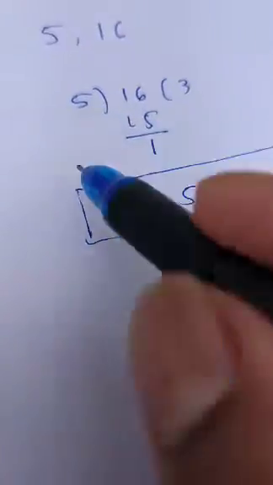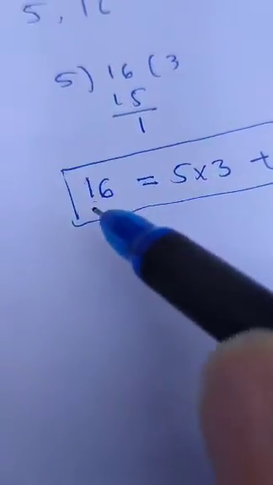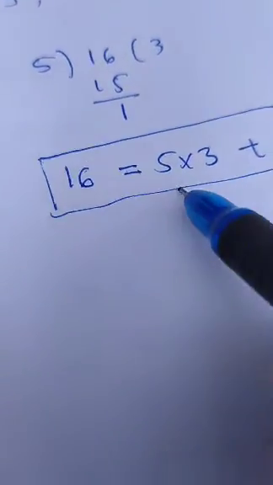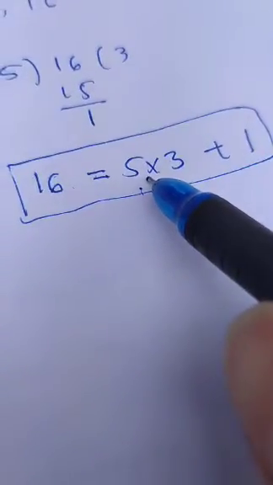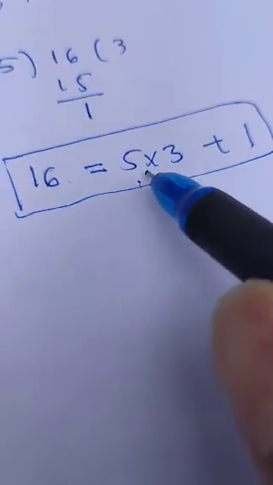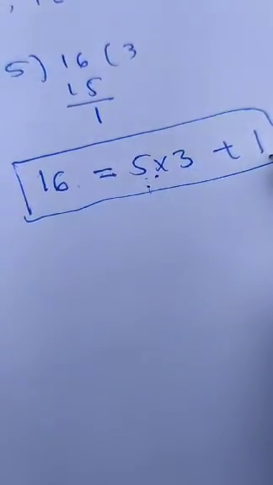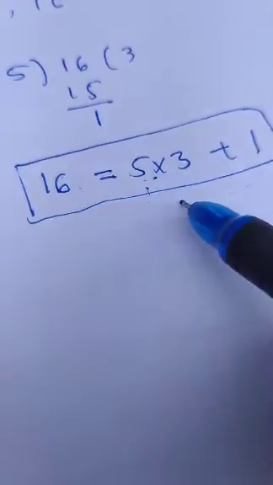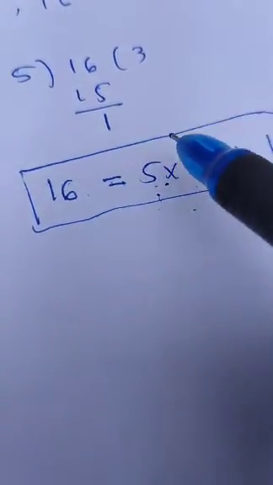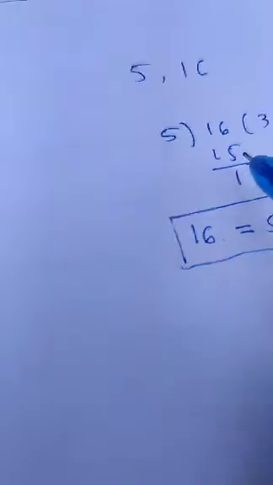So this condition will be applicable for any two numbers in division, right? Always dividend is equal to divisor into quotient plus remainder. This statement is always true for numbers in division. Same thing you can apply for the polynomials.